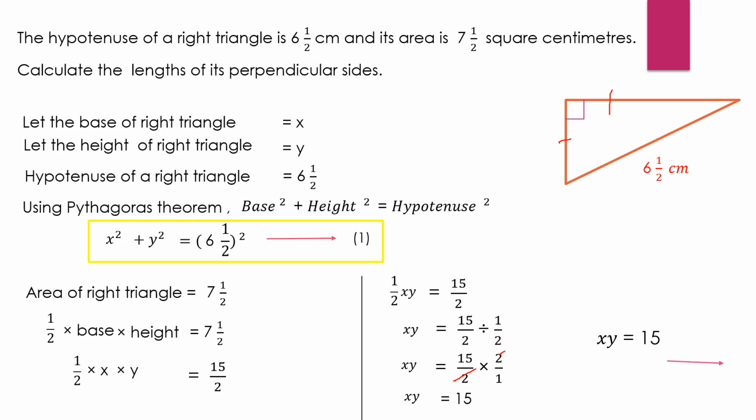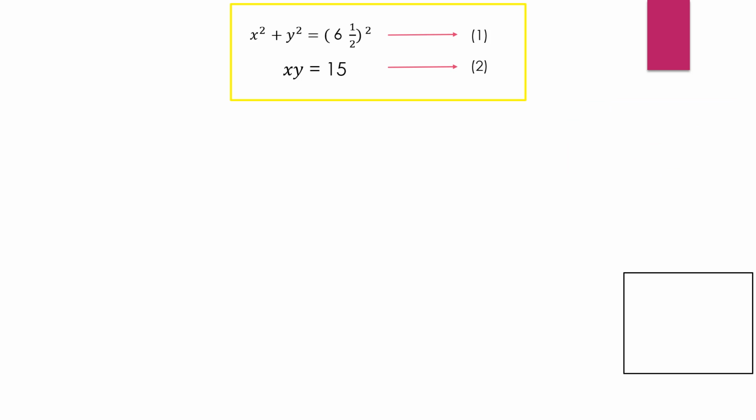So we got another equation, xy equal to 15, and we take this as equation number 2. So we got two equations: x square plus y square equal to (6 1/2) square, and xy equal to 15. Now, my question is, how will you solve this? One is a first degree equation and another is a second degree equation. Very good. So we use identities. But I need to know the identity that you are going to take.